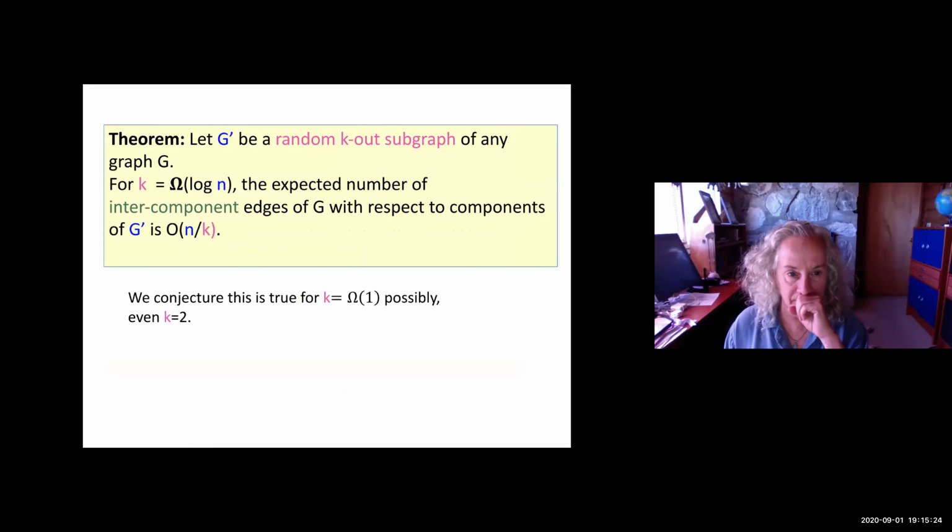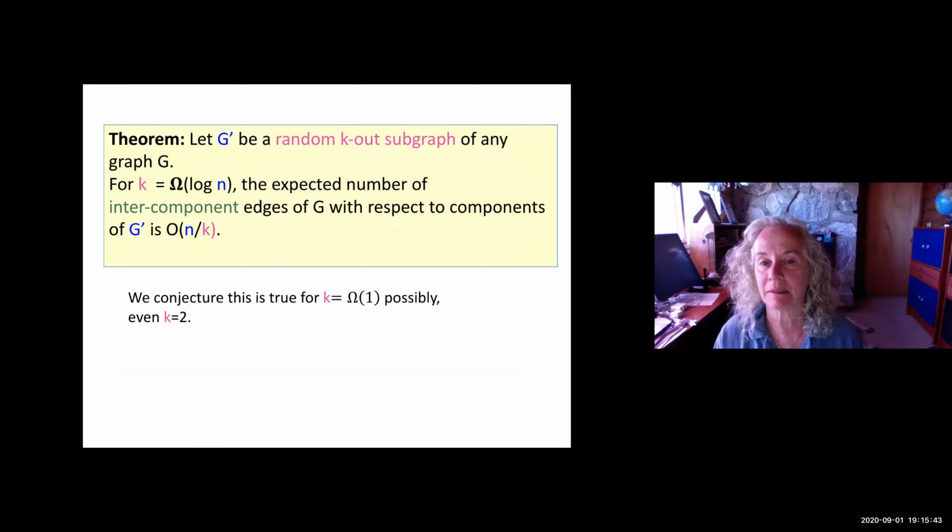Okay, so we have a theorem. Let G prime be a random k-out subgraph of any graph G. For k omega log n, the expected number of intercomponent edges of G with respect to the components of G prime is O of n over k.